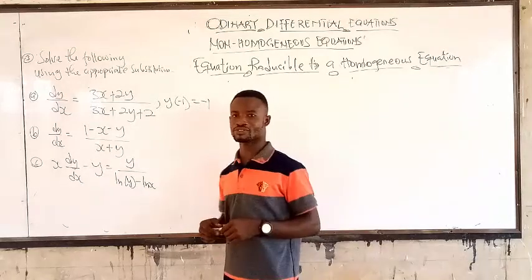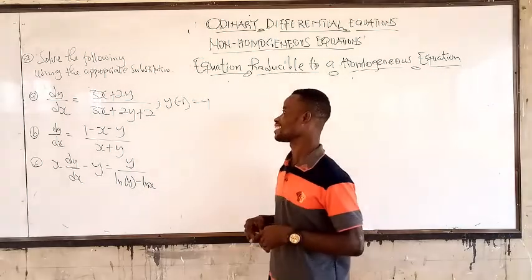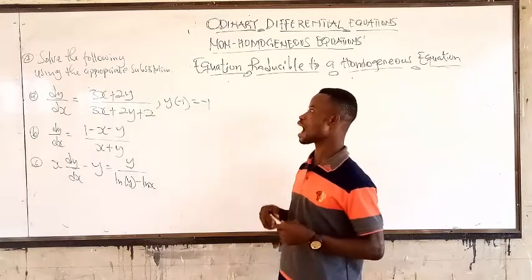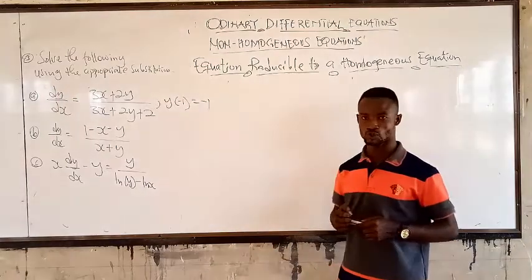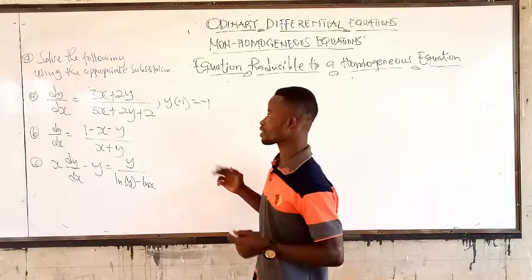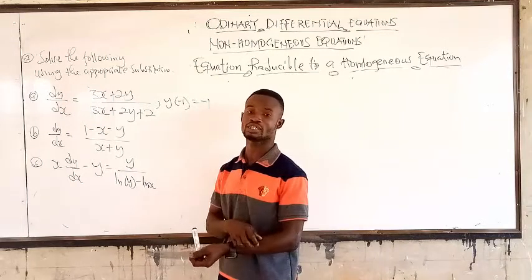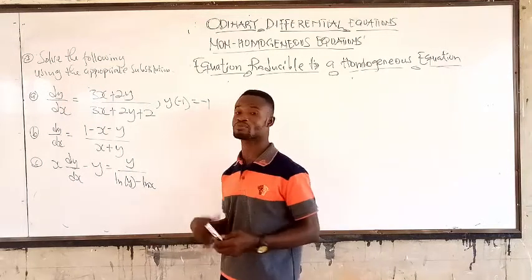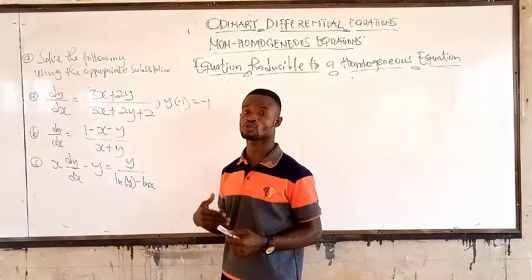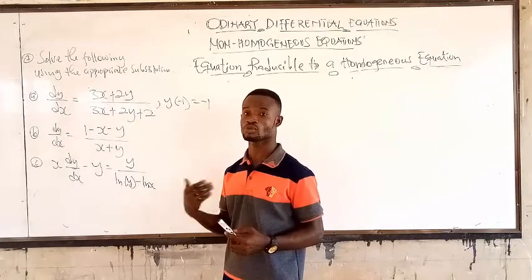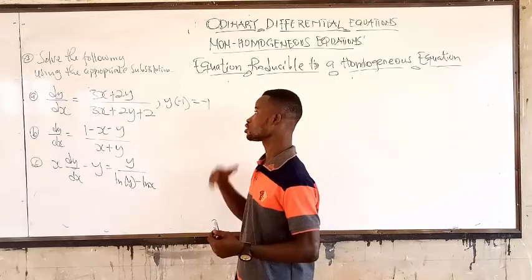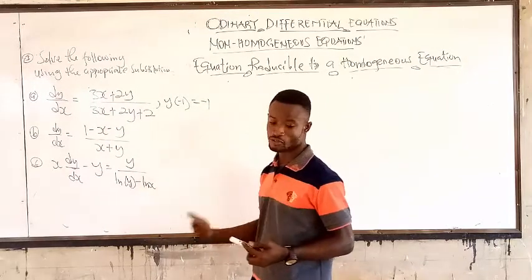In this video, we are going to look at these three examples. Solve the following using the appropriate substitution. So that's how the question is stated. It does not tell you, but we know that the appropriate substitution can be separable, it can be homogeneous, or you reduce it to homogeneous or non-homogeneous, right? So you have to check which type it falls under.